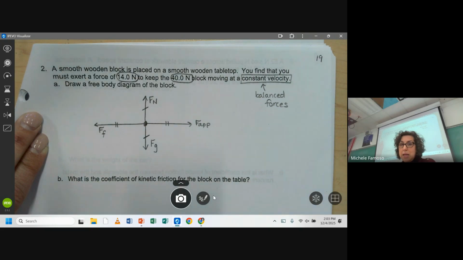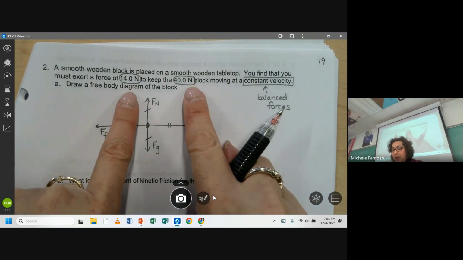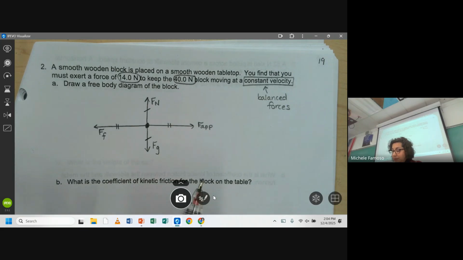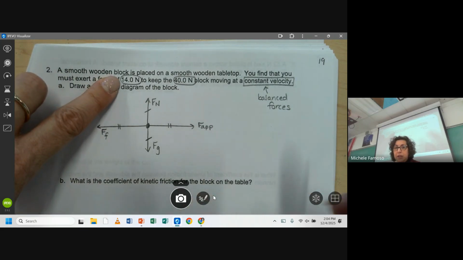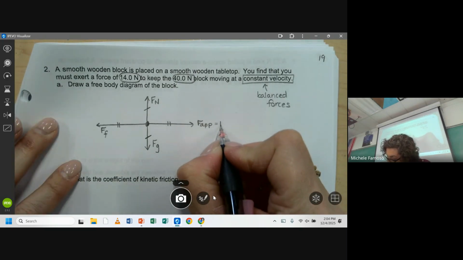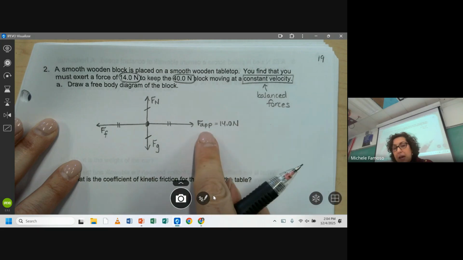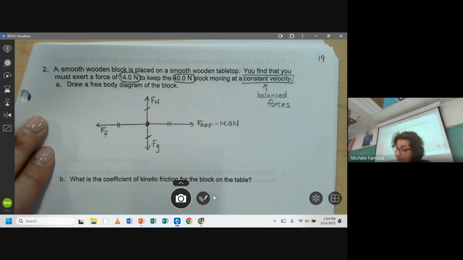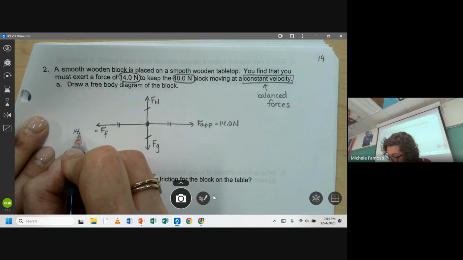That's right. Now, we have some force values being given to you in the question. I want us to label those on this picture. Dominic, what is this 14.0 newtons referring to? Which of those forces? You must exert a force of 14.0 newtons. So which force is that? That is F applied. That's right. So since F applied is balancing F_f, Miranda, how much is F_f? 14.0 newtons.